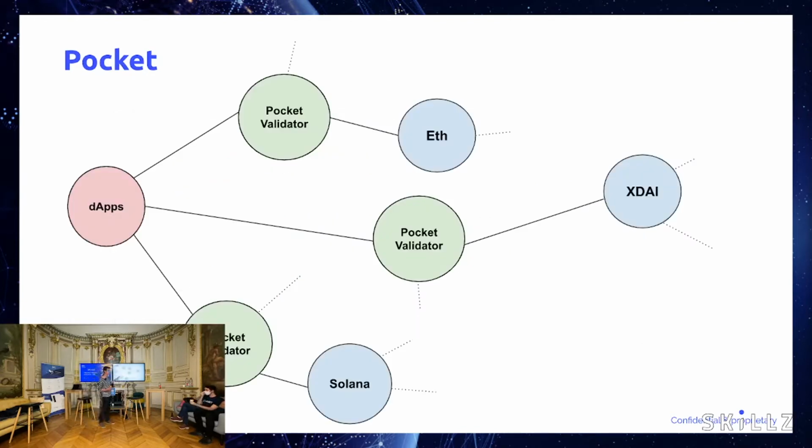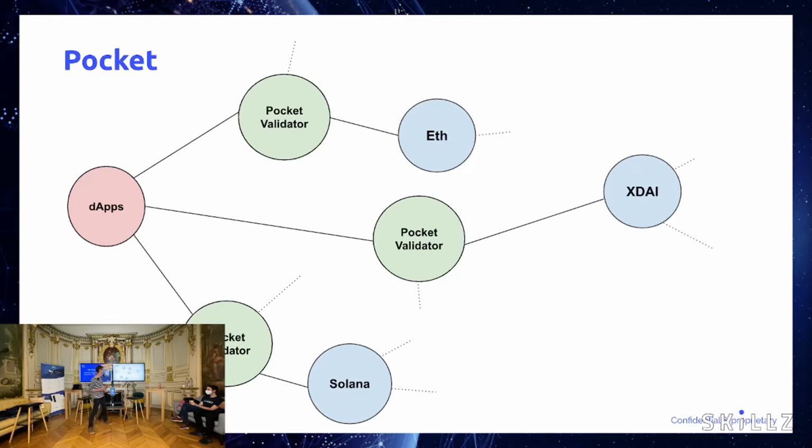So this is the basic model of how it works. There is a gateway missing here, but I just simplified it a bit. So you have decentralized applications. They target Pocket validators, which are connected to different blockchains, and the validators are serving requests, and in exchange, the validator gets some portion of Pockets. So that's the basic model.